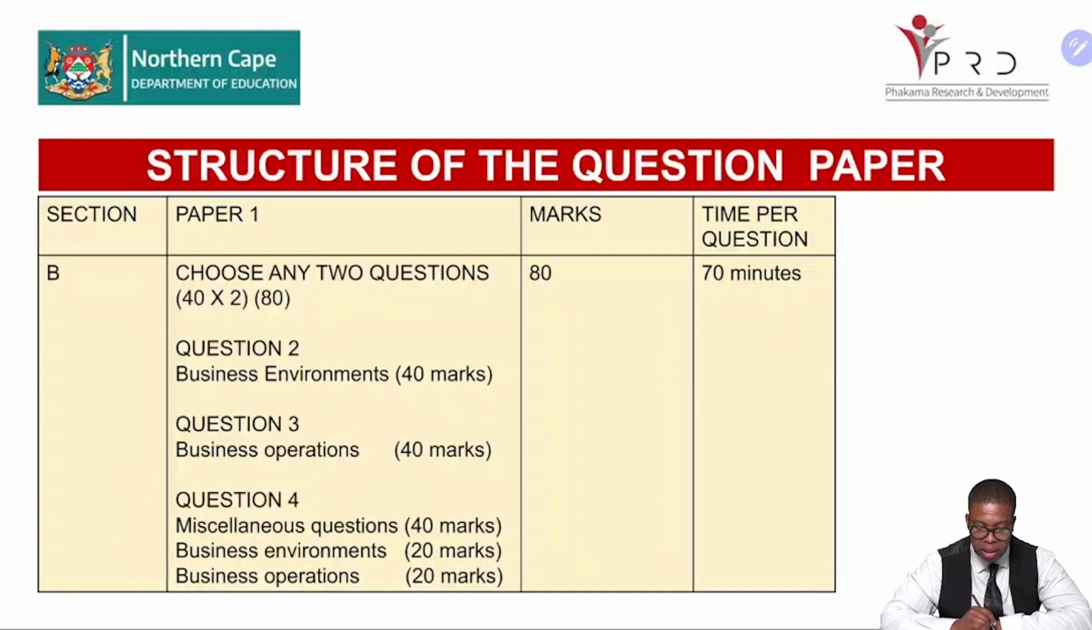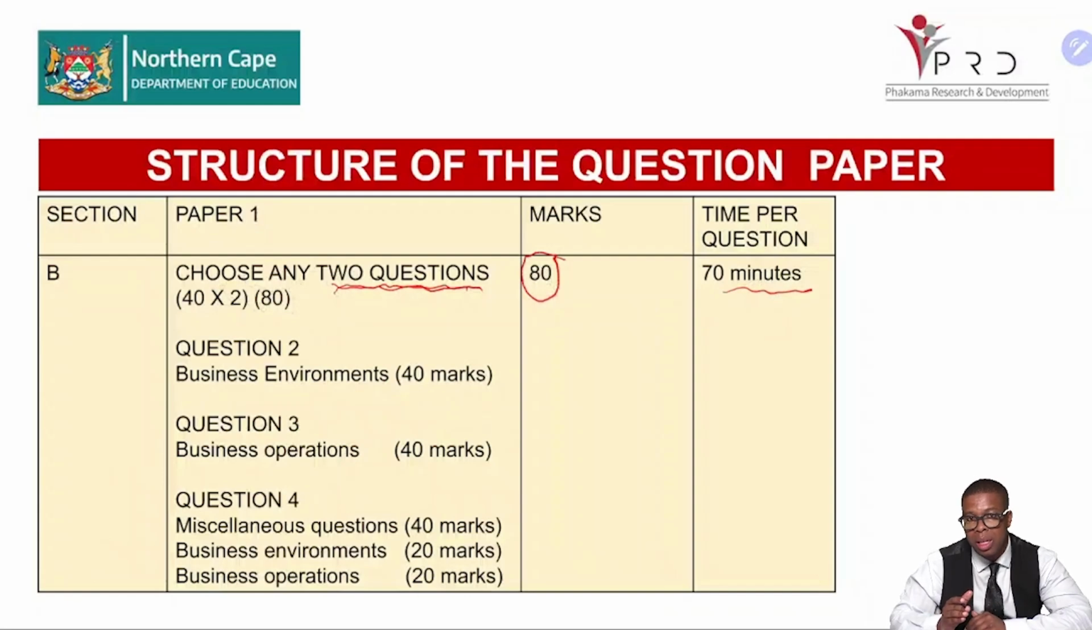Then we have section B. The instruction is clear: choose any 2 questions. Each question in section B is allocated 40 marks, meaning when you choose 2, you are going to have a total mark of 80 in section B. The time you should spend is 70 minutes. We have 3 questions, and the instruction is choose 2 out of the 3 questions.